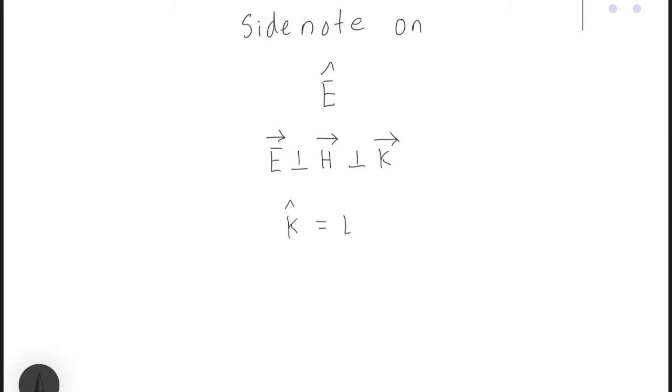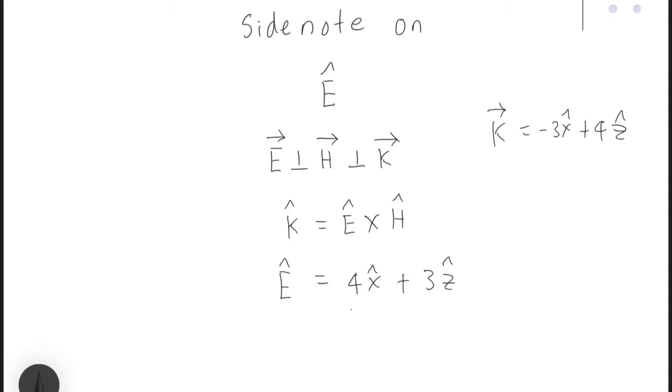So if we want to find E hat, we can say E hat is equal to our K values, which we know to be this K vector, equal to negative 3x hat plus 4z hat. We can plug our K into our E hat. So we would do 4x hat plus 3z hat, and we'd put that over the square root of 4 squared plus 3 squared.